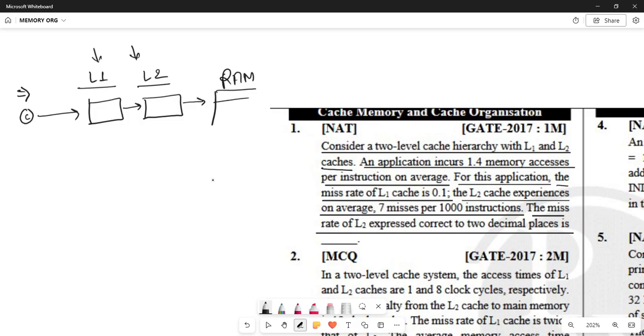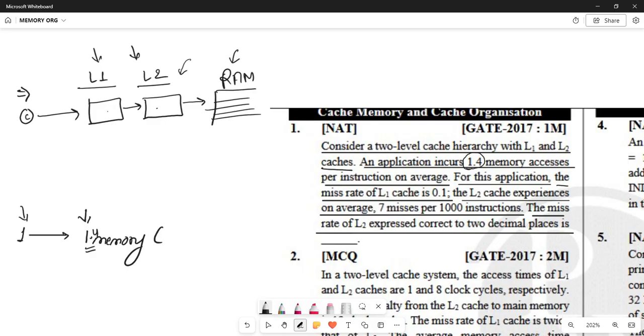Now let's see what is happening. So there are two caches, and an application incurs 1.4 memory accesses per instruction on average. So if there is one instruction, it needs 1.4 memory accesses. It needs to access memory, which can probably be cache. Most probably it would first go to cache for memory access. After that it will go to your RAM.